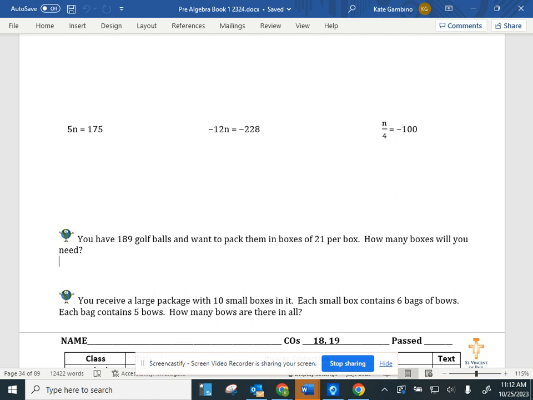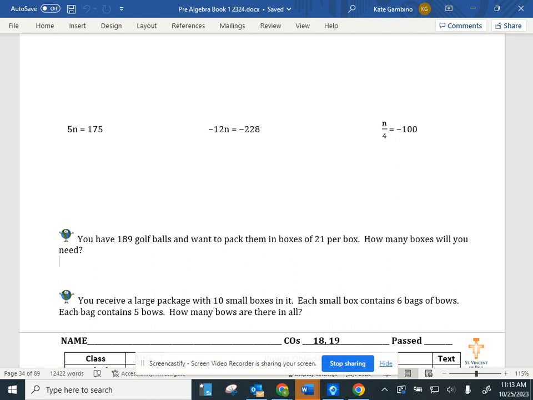So you have 189 golf balls and you want to pack them in boxes of 21 per box. How many boxes will you need? I look at that and I say 189 times 21, and I get 3,969 boxes. Does that logically make sense? Do I want 3,969 boxes?